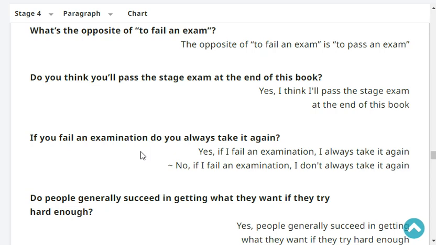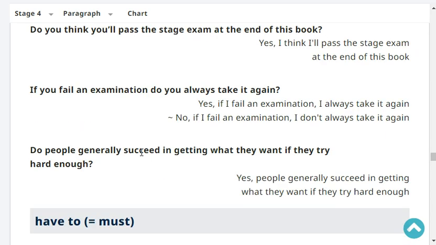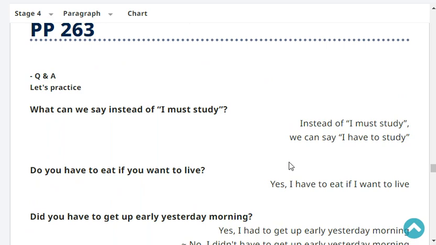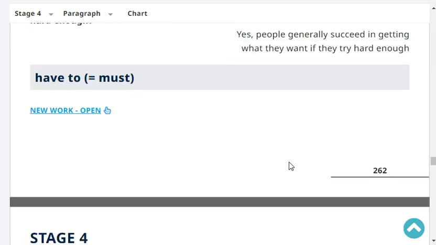Very good. Do people generally succeed in getting what they want if they try hard enough? Yes, people generally succeed in getting what they want if they try hard enough. Very good. One more. Yes, people generally succeed in getting what they want if they try hard enough. Hard enough, that's correct.